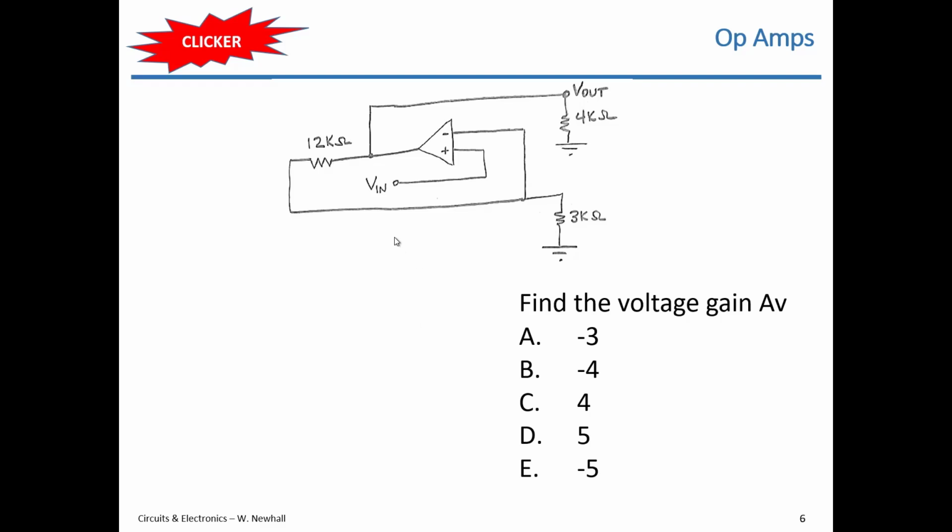Okay. So if I were to redraw that circuit in a little different way, right? You could convince yourself this is the same circuit. So this might influence your answer. Right? There's a 12K ohm resistor between the output and the inverting input, just like there is here. V in is applied to the non-inverting input. There's a 3K ohm resistor between the inverting input and ground. And then the output has a load resistor connected to ground.